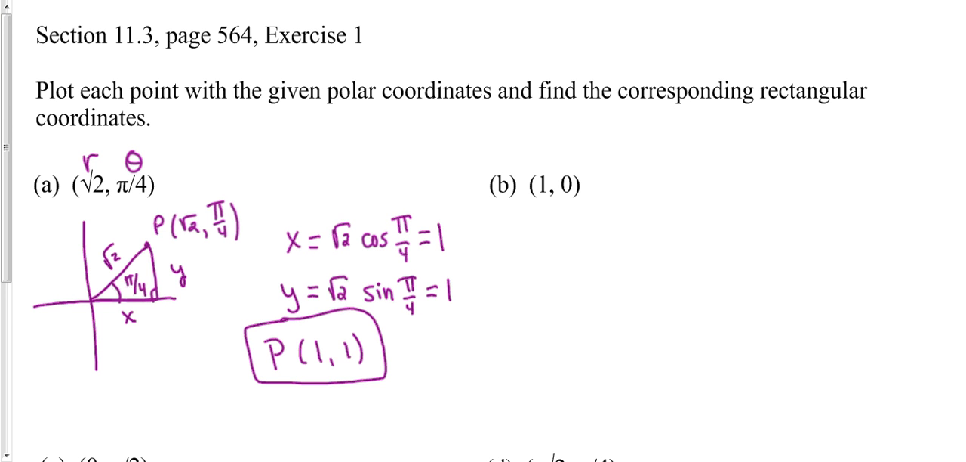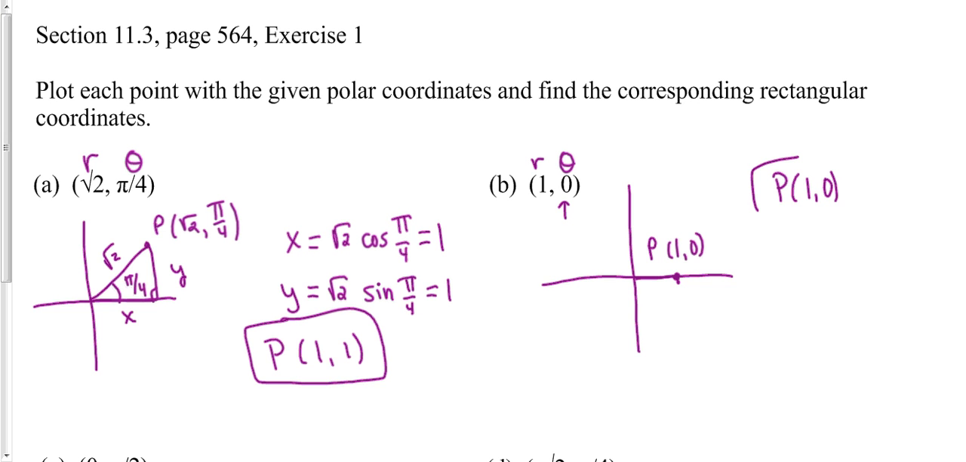Now in part B, our polar coordinates are 1 comma 0. So again, the first coordinate is the radius and the second coordinate is the angle. And so I want to plot this, but what I want to note is that the angle is 0. So that means that this point is going to lie along the positive x-axis, so it's going to be over here, and this is going to be P equals 1 comma 0 in polar coordinates. And then I can just read this off the graph, and in rectangular coordinates, it will be 1 comma 0 as well.